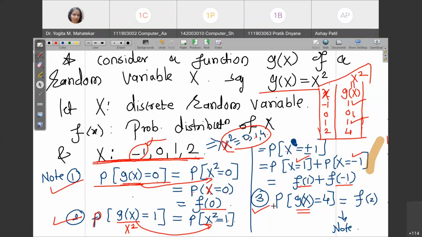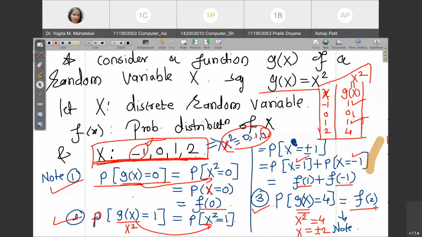Thirdly, the probability that g(X) is equal to 4 for the third value of g(X) will be equal to, so what is g(X)? g(X) is X square. So X square is equal to 4 means X is equal to, in fact, plus or minus 2. But is your capital X taking the value minus 2? Look at capital X, what I have given. Is your capital X taking value minus 2? No. Minus 2 is not there in the picture. So the only value of capital X corresponding to X square equal to 4 is 2. Therefore, it is f of 2.